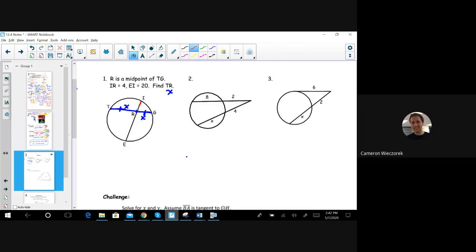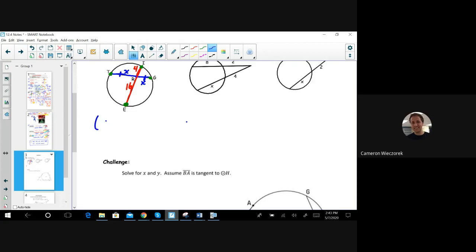The other chord in red, they told me that EI is 20 and IR is 4. EI, notice that's the whole thing. If that whole thing is 20 and I've already used up 4, then that means RE has to be 16 so that they add up to the full length. I spot 2 chords in this problem. Nothing is outside the circle. TG is one chord and IE is the other chord. So this is going to be the chord power theorem, which said if I take the 2 pieces in blue and multiply them together, it should equal the 2 pieces in red multiplied together.